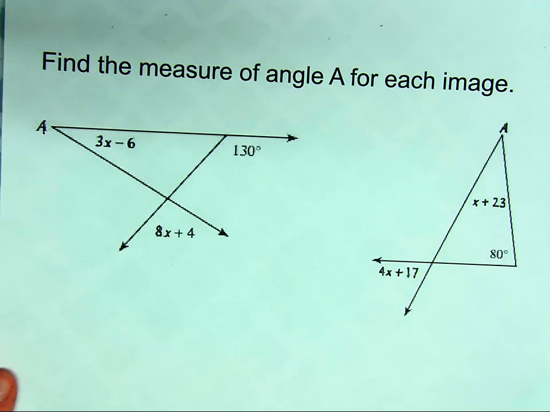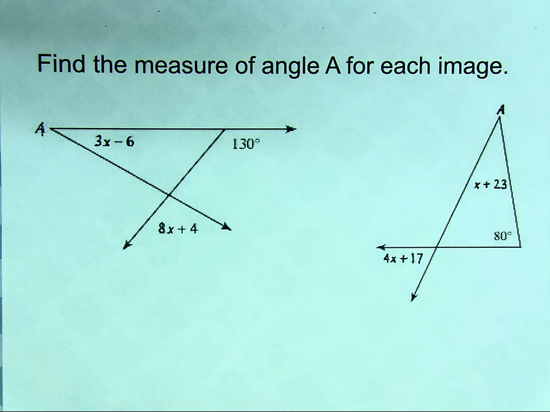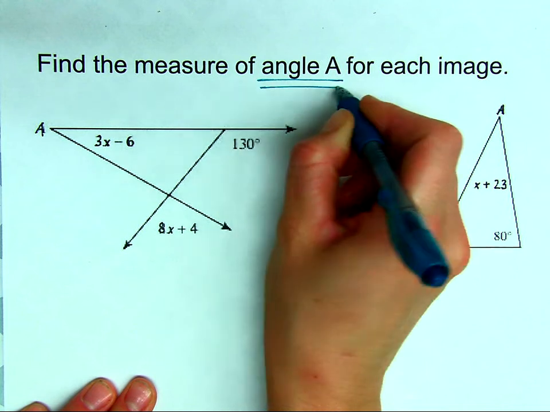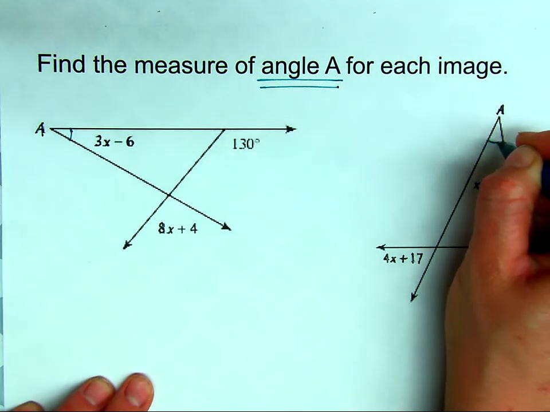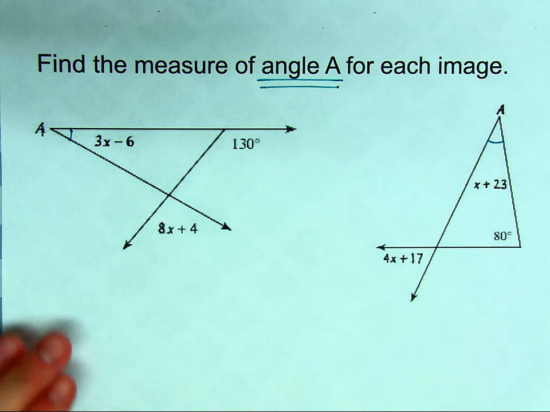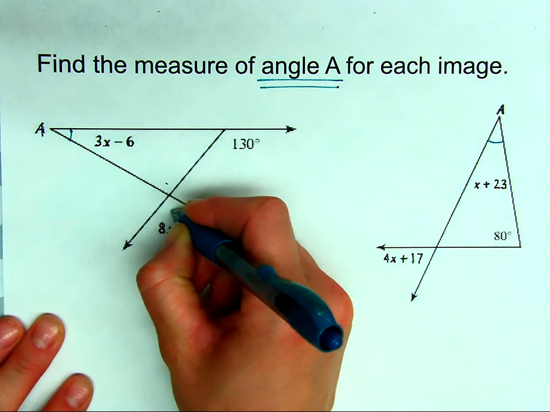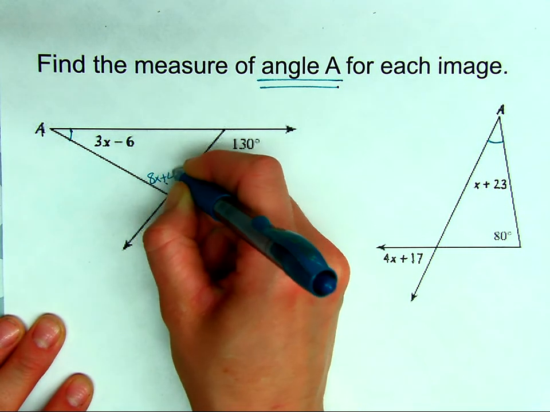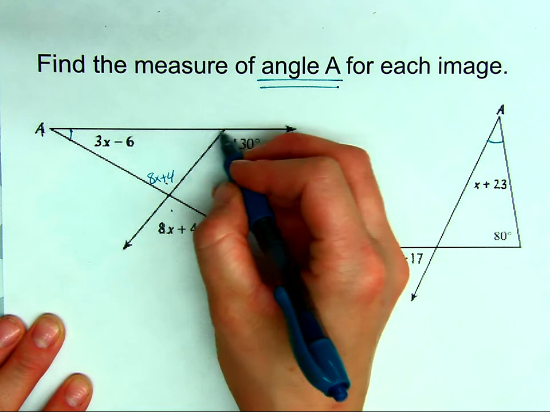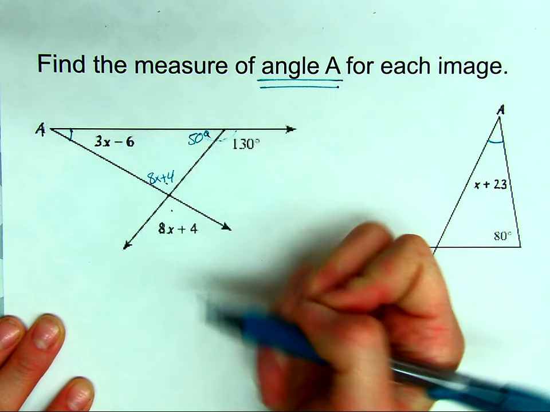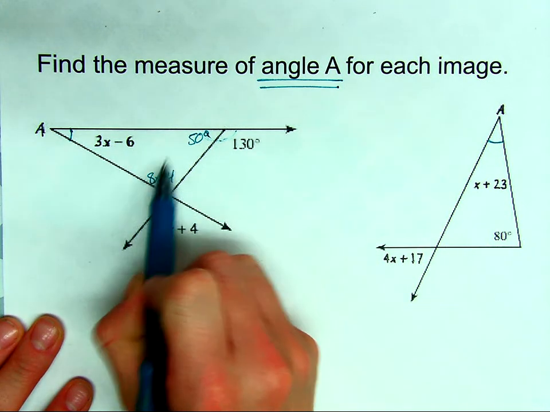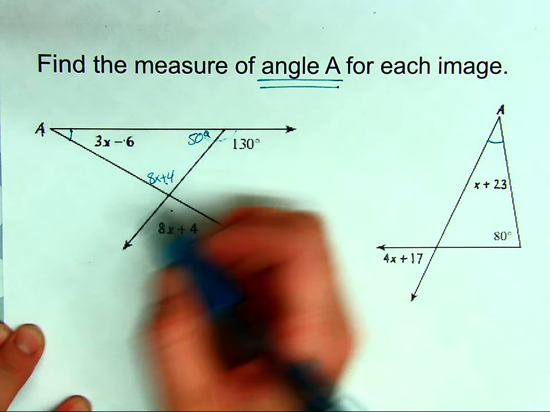Okay. Last two, pause the video and give these a try. So the question here is just asking for the measure of angle A in each image. So this angle here and this angle here are what we are trying to find. So vertical angles here, I know that this is going to be 8x plus 4 also. And then these two angles are supplementary, so they've got to add up to 180 degrees, which makes that one 50. So these three now also make 180 degrees because they're inside my triangle.